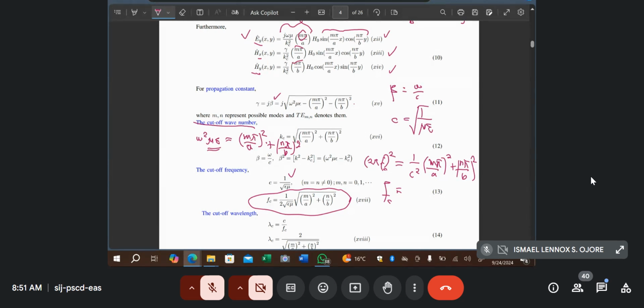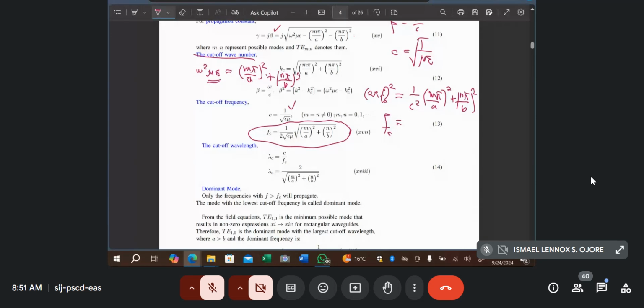But if you want to determine it in terms of the wavelength, we know that the wavelength is c over fc. So how would you define cutoff wavelength? It is the maximum wavelength. Yeah.